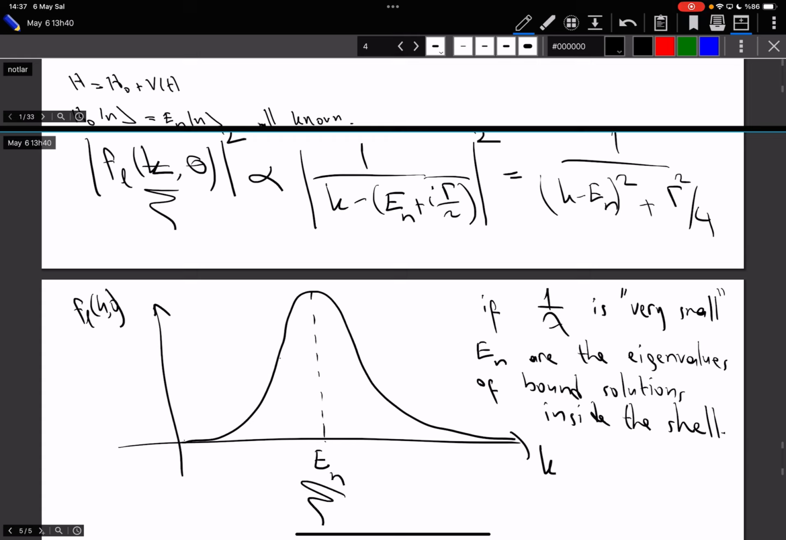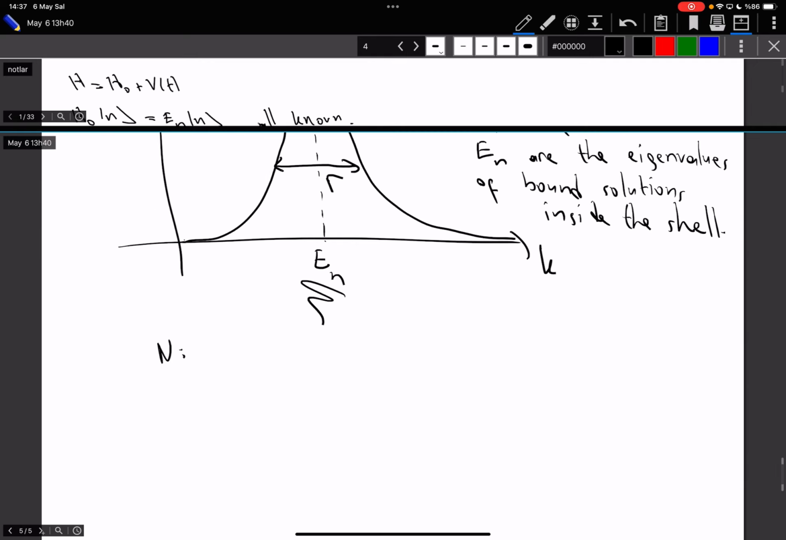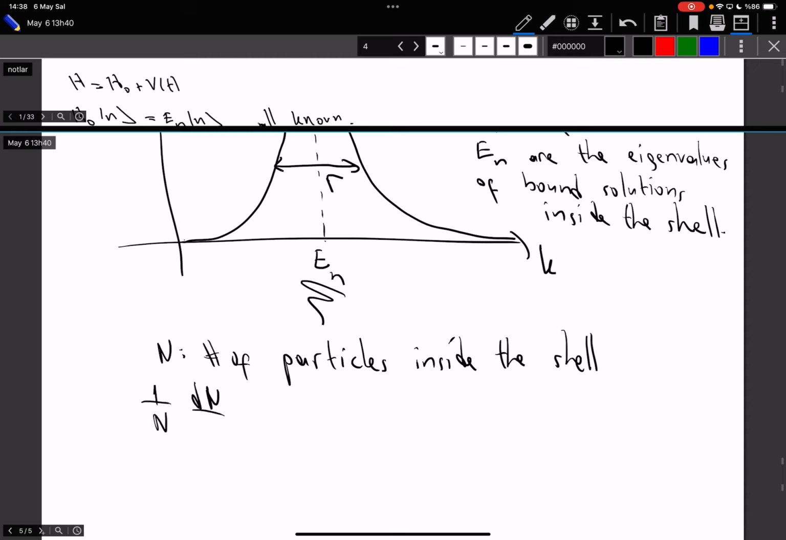And the width is determined by gamma. And if you ask yourself the question, what is the rate of escaping from the sphere, that is given by gamma. So if n is, let's say, the number of particles inside the shell, 1 over n dn over dt will be given by minus gamma, which can be calculated as a function of lambda.